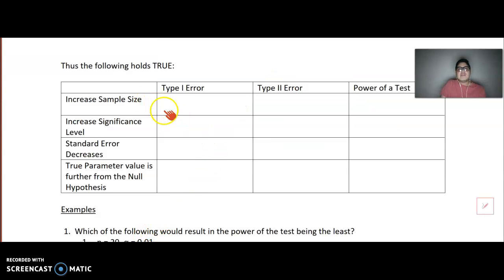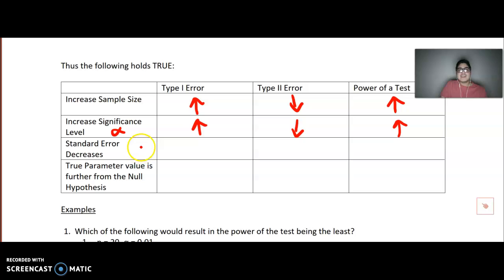So if we increase the sample size, we saw the following happen. We saw that as we increase the sample size, type 1 error increased and the power of the test increased, which means the type 2 error decreased. As we increase the significance level, or what we call alpha, since we're increasing alpha, of course type 1 will increase, so will the power, and type 2 will decrease.